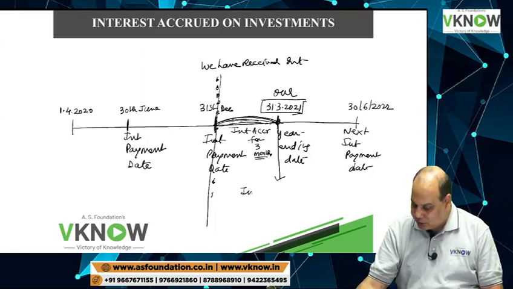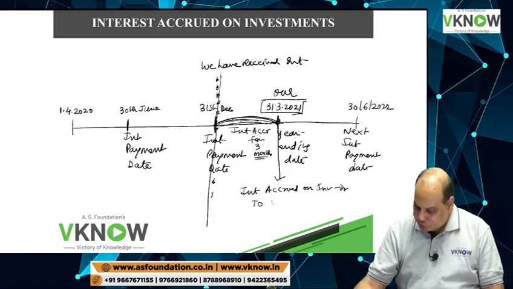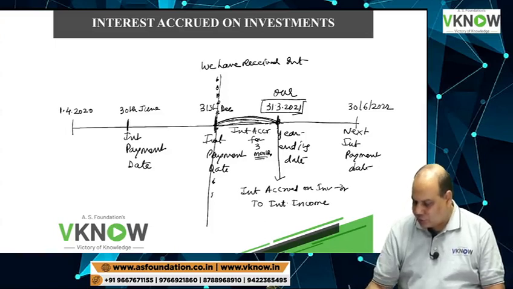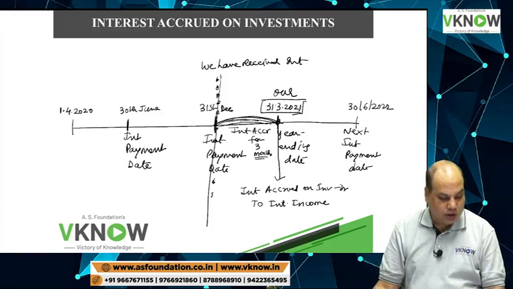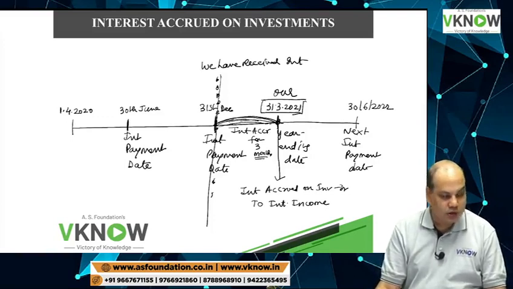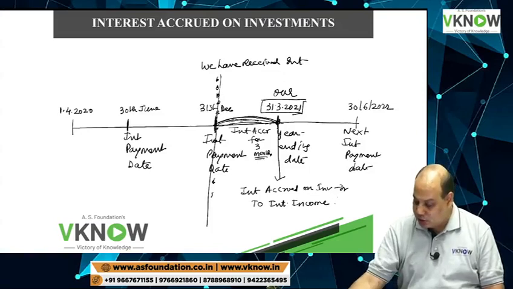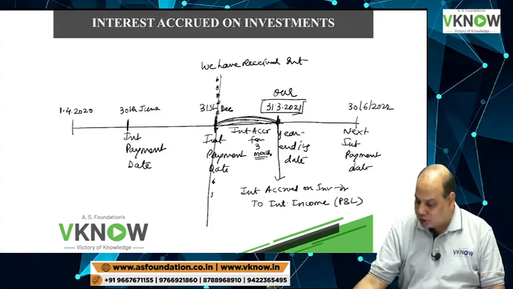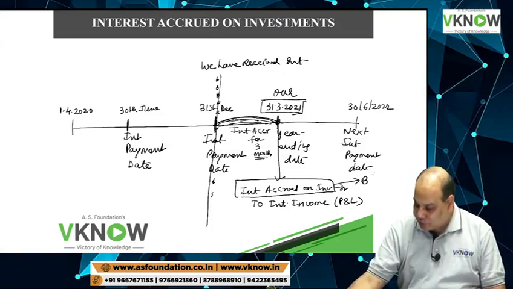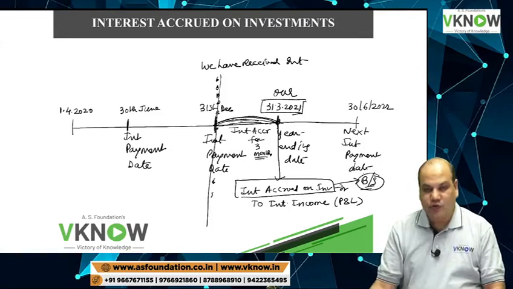the company will pass the entry: interest accrued on investment account debit to interest income account, being interest accrued for 3 months. Interest income will be transferred to P&L account. Interest accrued on investment will appear in the balance sheet.